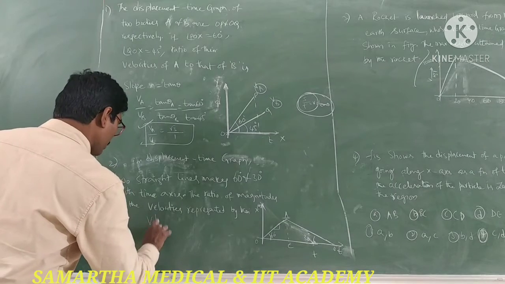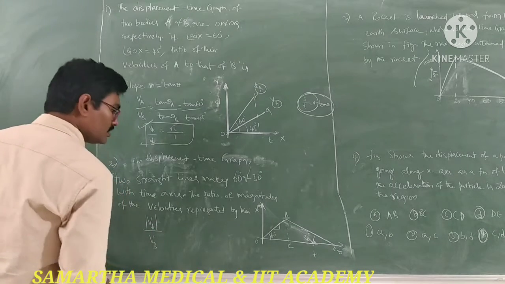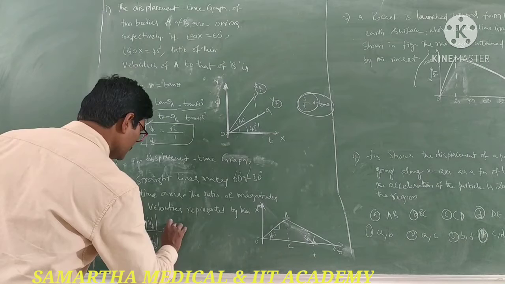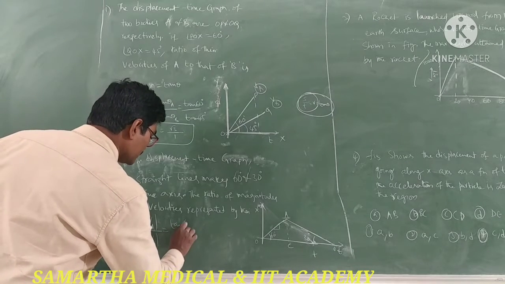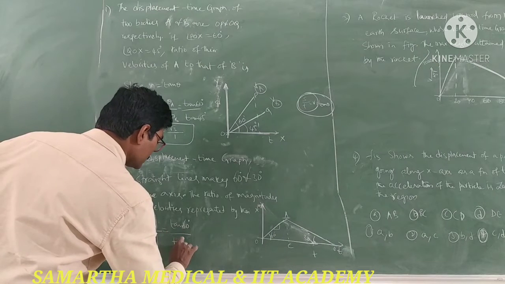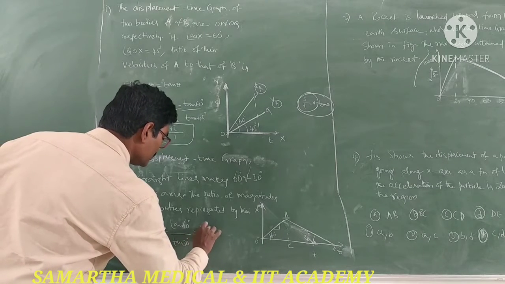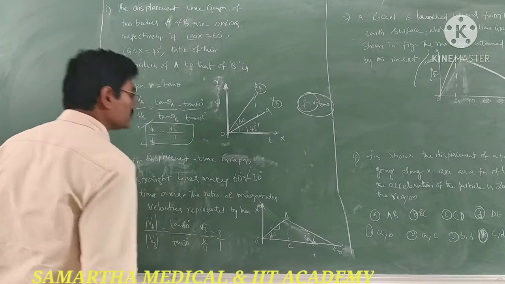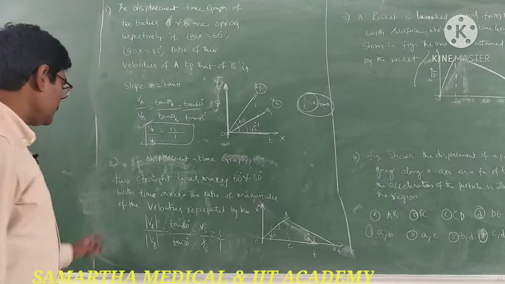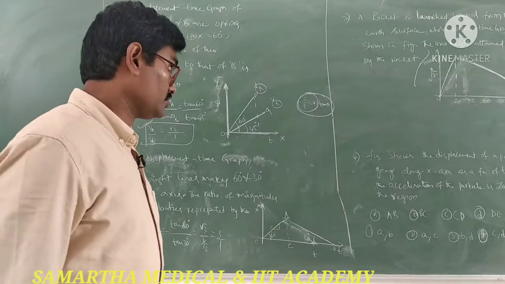So the magnitude of velocity VA to VB is equal to, same way, tan theta A by tan theta B. Tan 60 degrees by tan 30 degrees. What is tan 60? Root 3. By tan 30, 1 by root 3. Answer is 3 is to 1. That is the answer. Right? Next, go to another question.